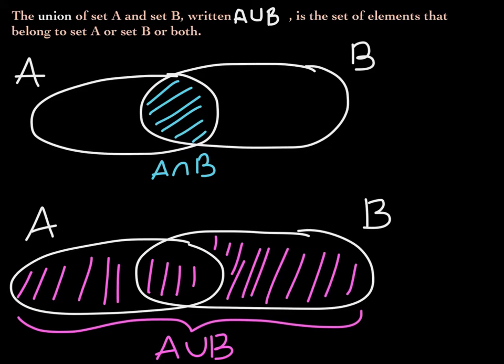Basically, the only elements that do not make it into the union of set A and set B are those elements that are in neither A nor B. So for example, if there was an element out here somewhere, this element would not belong to the union because it's in neither A nor B.